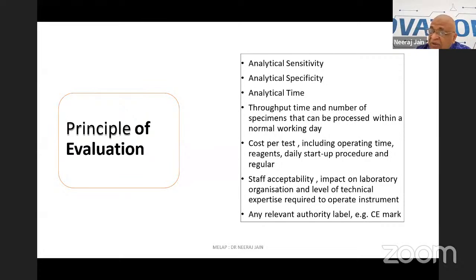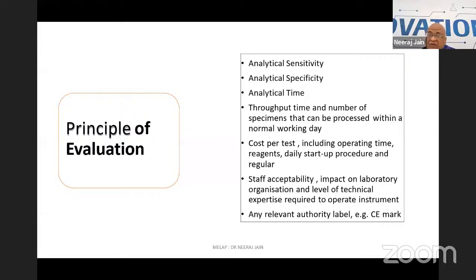Analytical time: how much time machine is taking to test one sample. Throughput time: if machine is taking 1 minute to test one sample, that doesn't mean in 1 hour it will test 60 samples. May need some washing, may need some rest. See throughput time also, in how many tests you are able to perform in 1 hour or 2 hours.